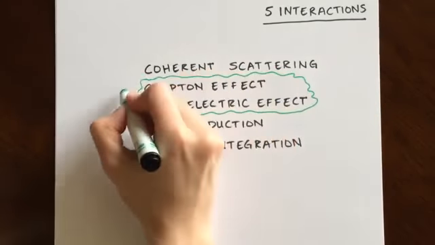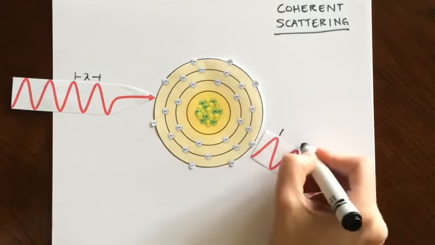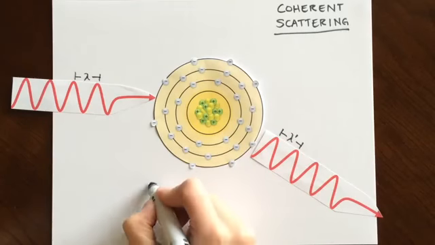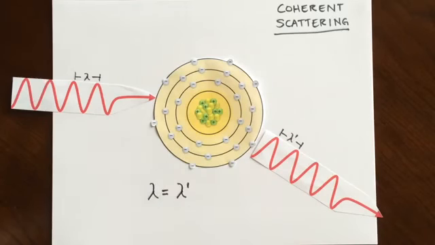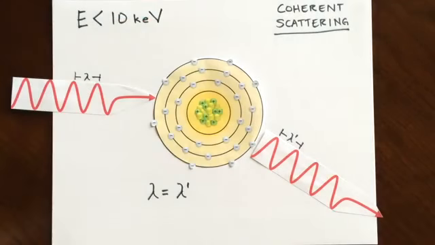In coherent scattering, an X-ray photon interacts with a whole atom and causes it to become excited. This excitation causes the atom to release an X-ray photon of equal wavelength. However, it is now traveling in a different direction. Since the wavelengths are equal, there is no change in the energy level of the photon. This occurs when the photon has less than 10 kiloelectron volts of energy.